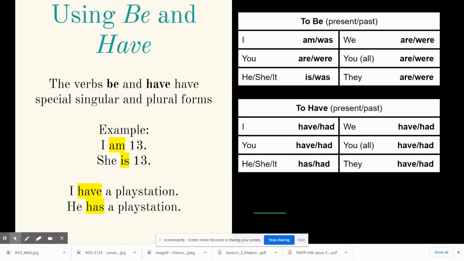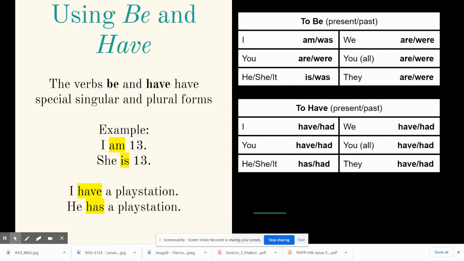Let's take a look at our next examples. I have a PlayStation. He has a PlayStation. Both of these come from the verb have. I have, the verb hasn't changed from its infinitive form, but he has, the verb has changed. So you'll see, depending on what the subject is, the form of the verbs be and have will change.